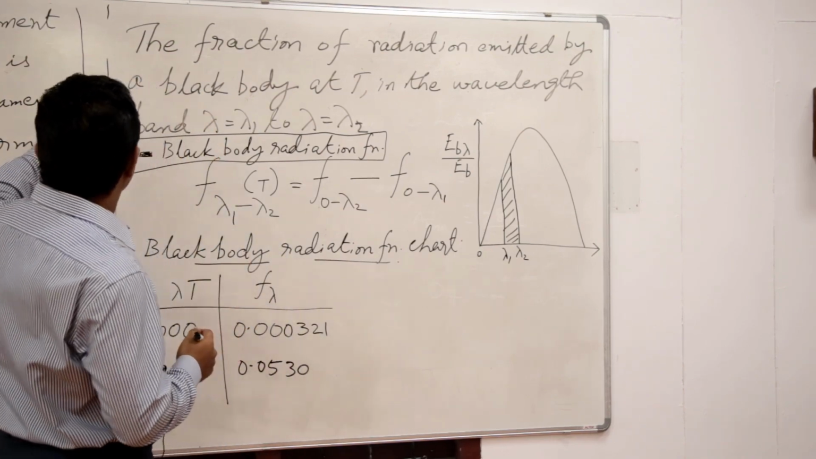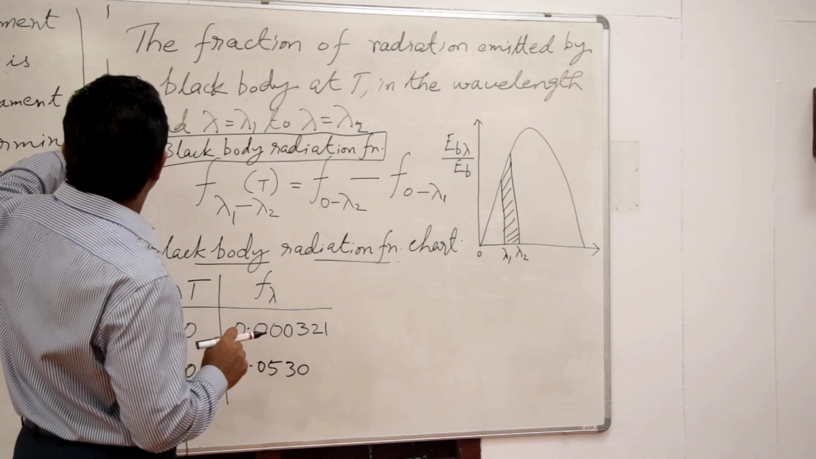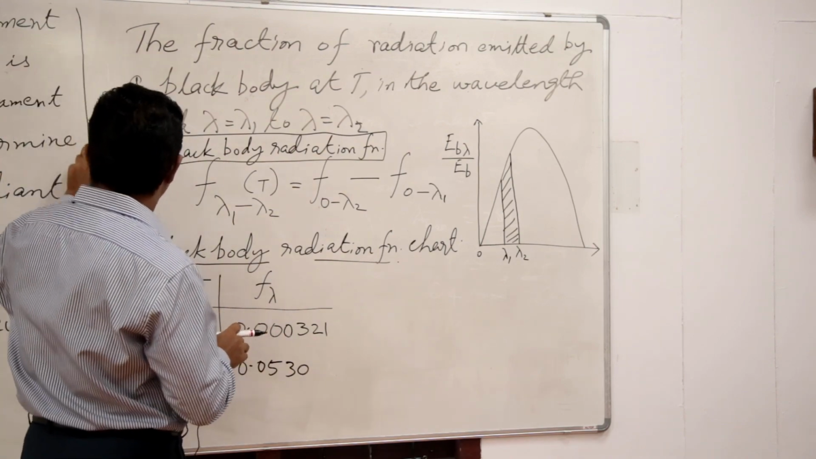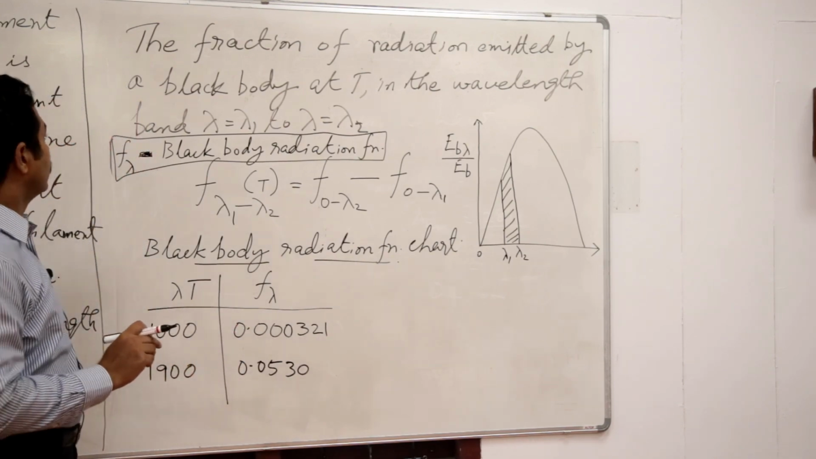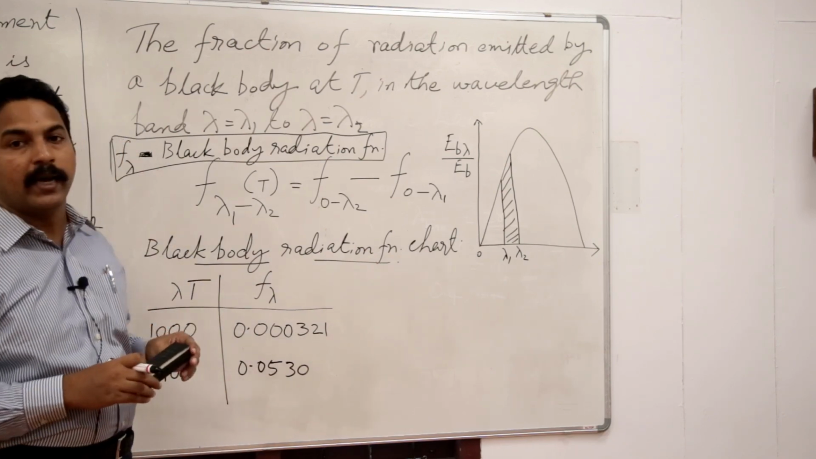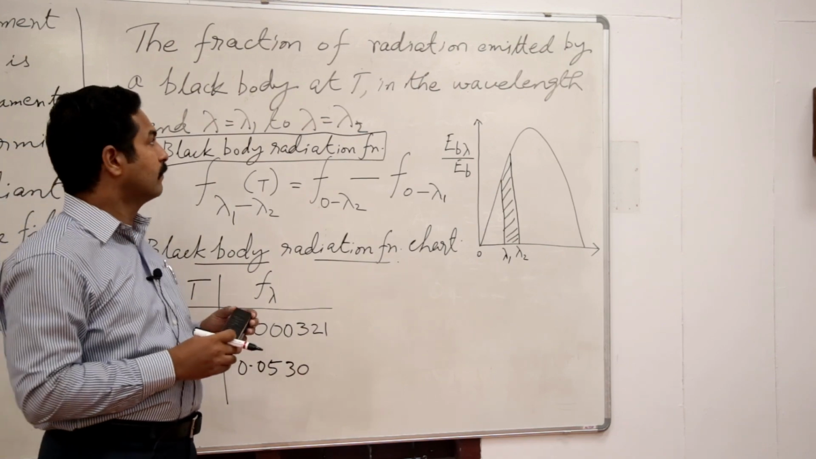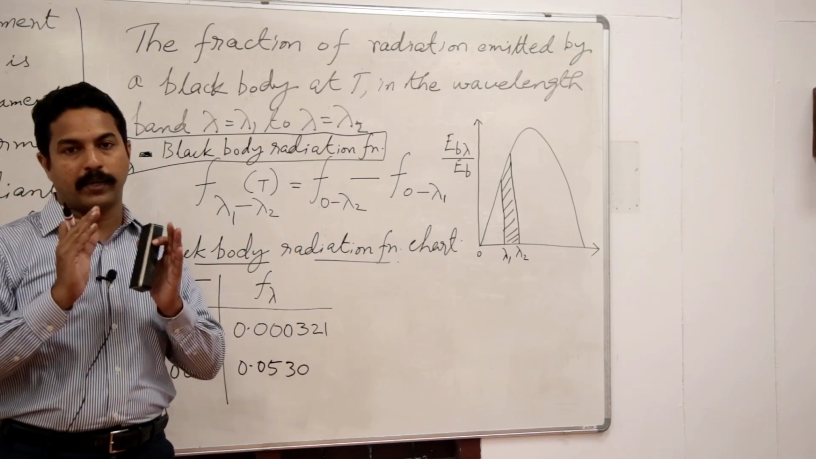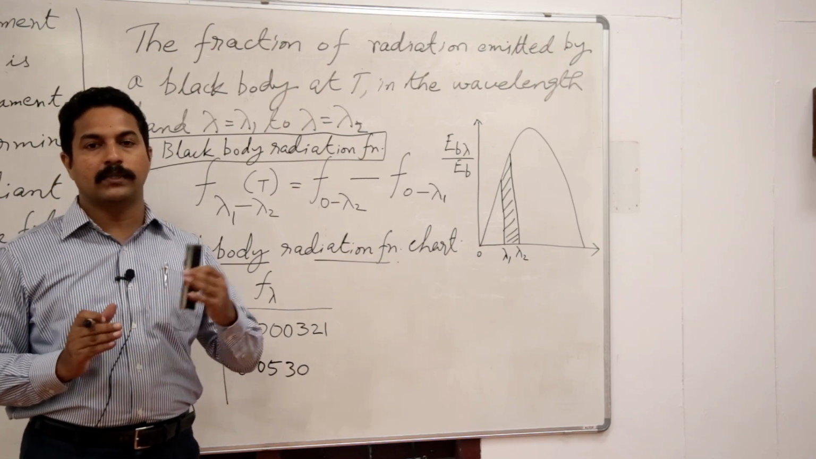F lambda is the Blackbody radiation function, and this is the fraction of radiation emitted by a Blackbody at a particular temperature in the wavelength band. So band emission means we have to find the fraction of radiation emitted by a Blackbody at a particular temperature. The temperature may be 3000 Kelvin, 5000 Kelvin, 2500 Kelvin, something like that. Always it is not from 0 to infinity we are interested in, but in a particular wavelength band, maybe 0.8 microns to 3 microns. How much is the band emission?